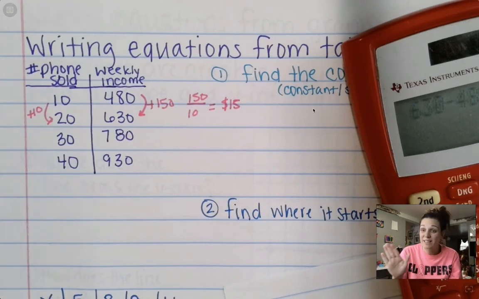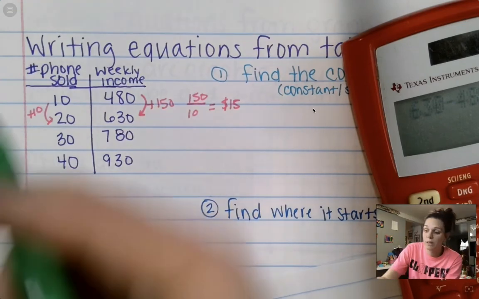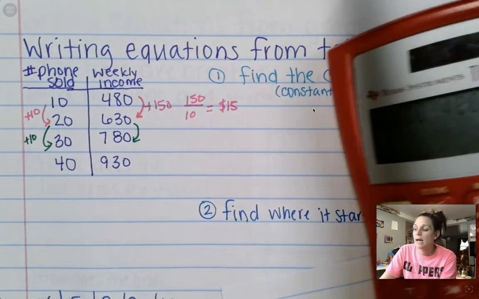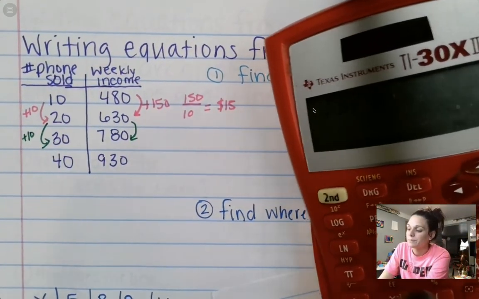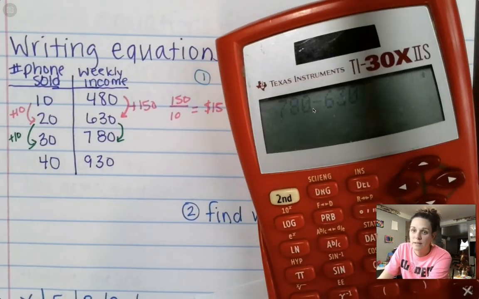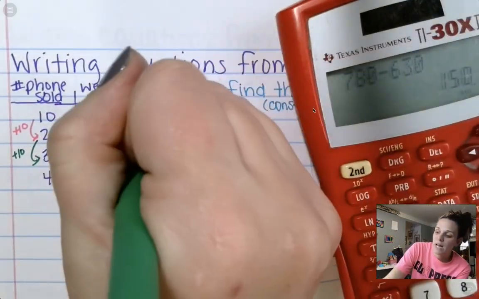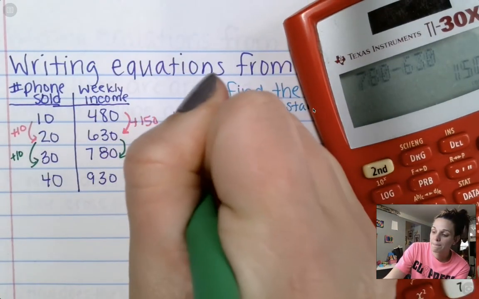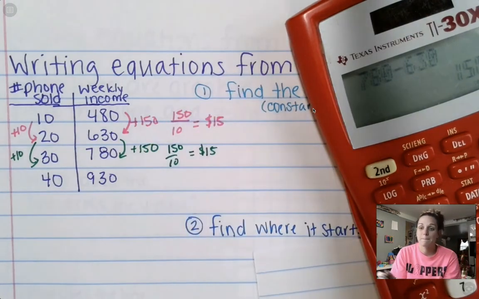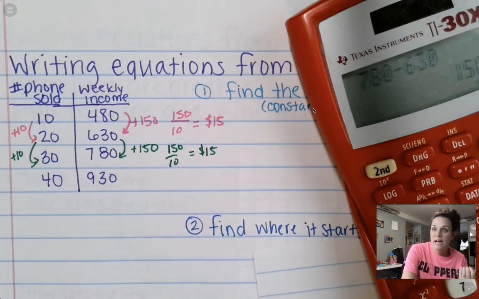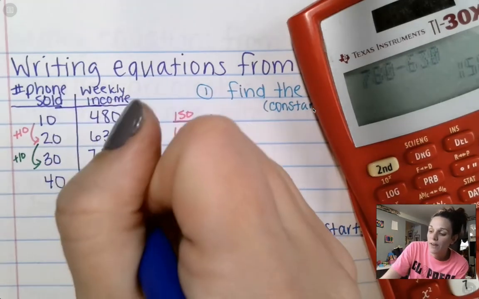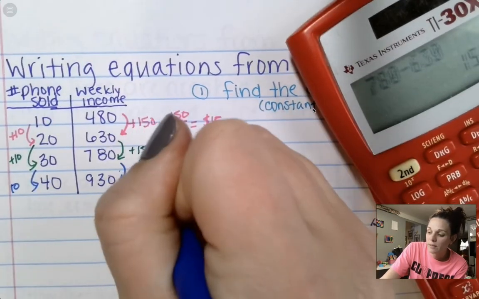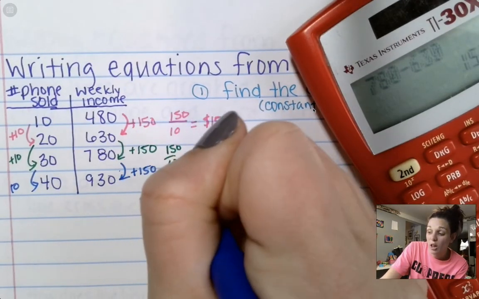Now, I need to check this consistency and make sure it works all the way through. So I sold 10 more phones, and again we do 780 minus 630. I made $150 again, so notice that consistency is still there. Then last but not least, we find that last one, which again is another $150 for another 10 phones. I want to make sure I'm checking all of these.